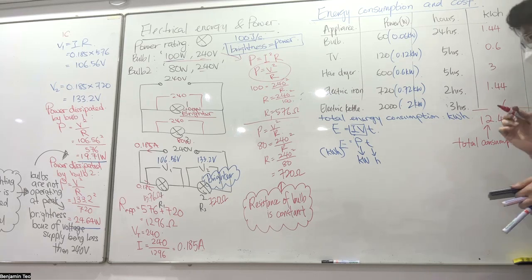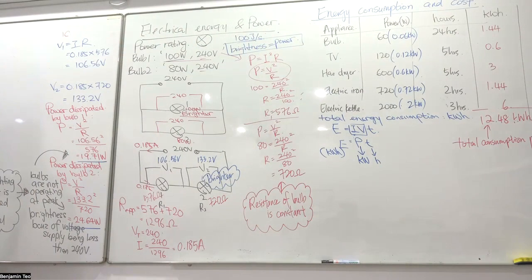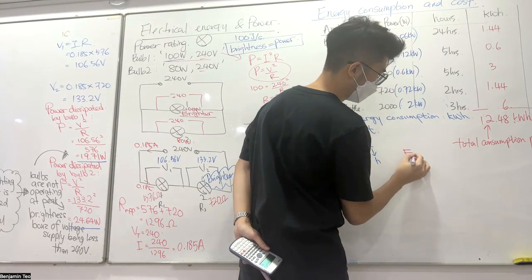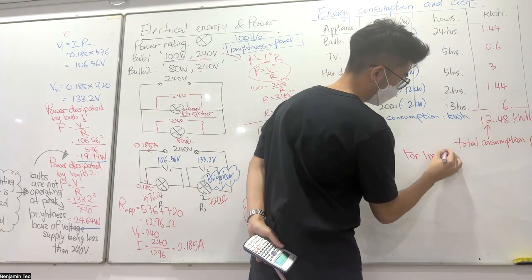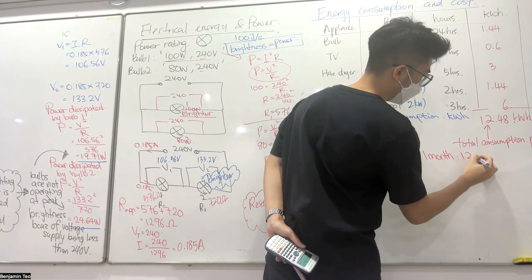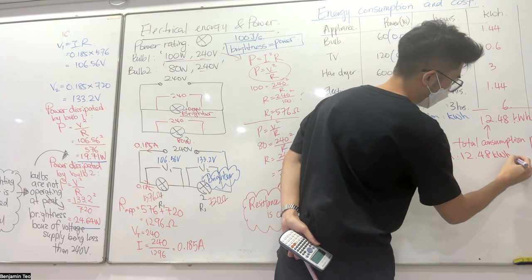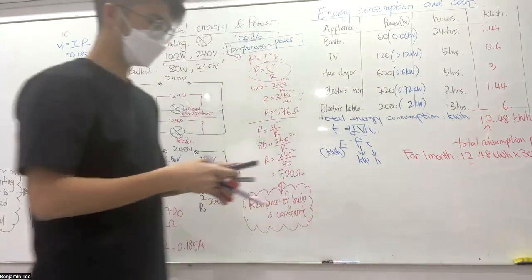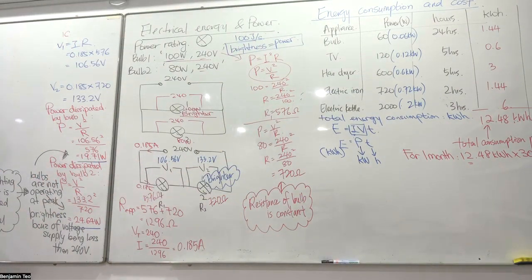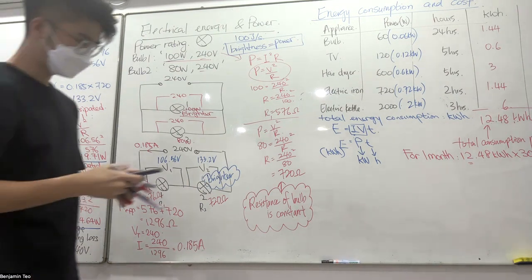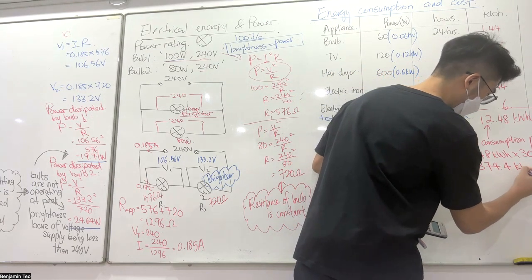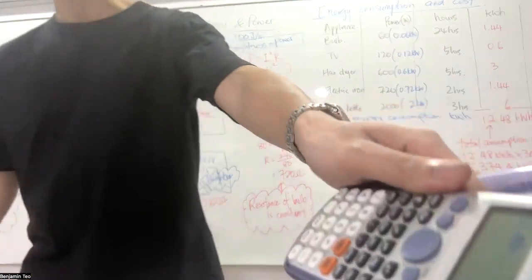This is the total energy consumption for a single day. For 1 month, you times by 30 days. Total consumption for a month.